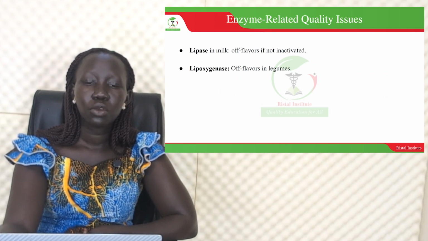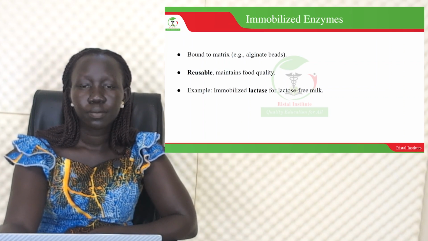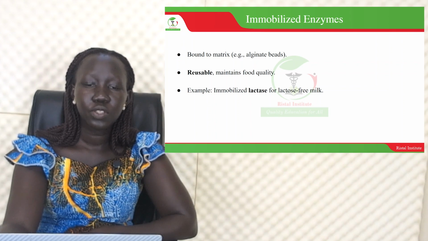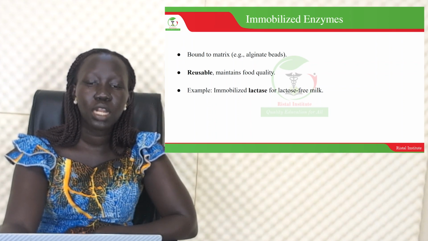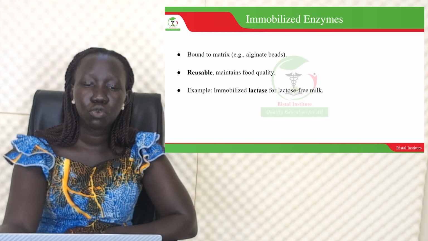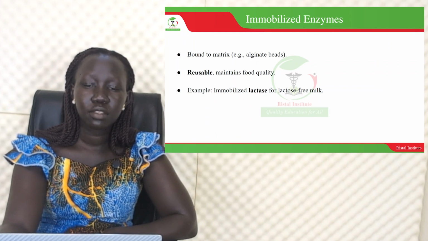Lipase in milk can cause off flavors if not inactivated. Lipoxygenase can also cause off flavors in legumes. We also have what we call immobilized enzymes. These are enzymes that are bound to a matrix, for example, alginate beads. These can be reusable and they can also be used to maintain food quality. An example here is the immobilized lactase for lactose-free milk.